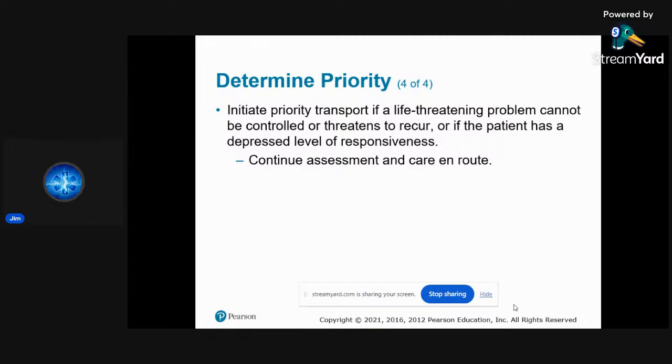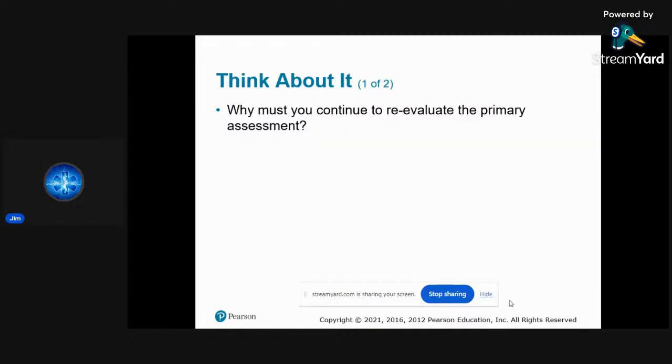Initiate priority transport on a life threatening problem that can't be controlled or treated or threatens to reoccur, or we can't really do much for it in the field, or if the patient has a depressed level of responsiveness. So if they're verbal response, painful or unresponsive, this is a depressed level of responsiveness. We'll continue assessment en route. So we just won't stay around and play.